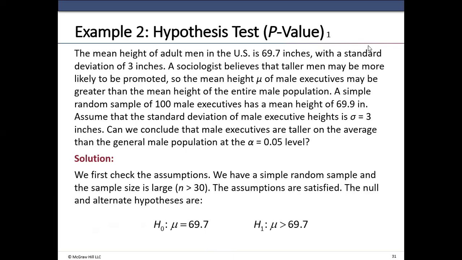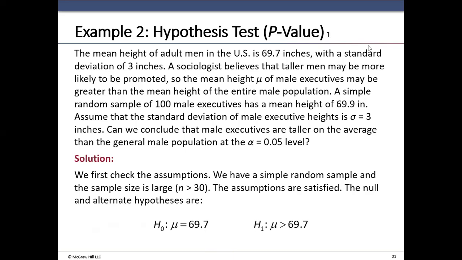Input should be flashing on stats. Mu 0 is the value we are comparing to, which is 69.7. Sigma, the population standard deviation, is 3. X bar is 69.9. N, the sample size, is 100. Alternate hypothesis greater than mu zero. So bring the cursor on greater than mu zero and hit enter. It should be flashing on greater than mu zero. Remember that line indicates the alternate hypothesis. We go down to calculate and hit enter.